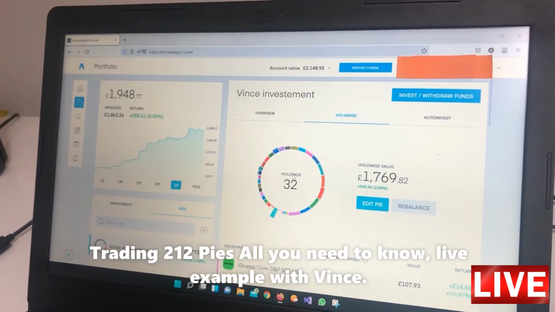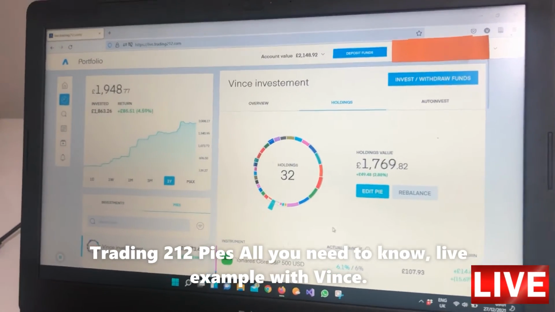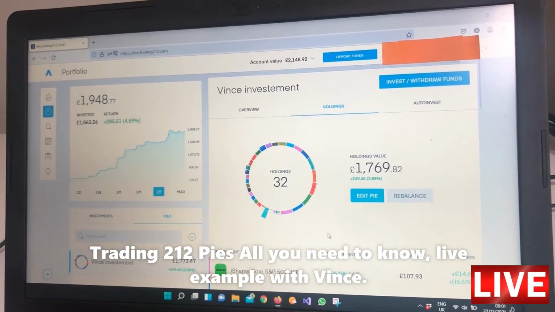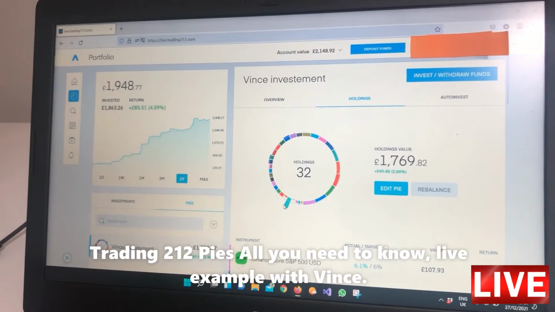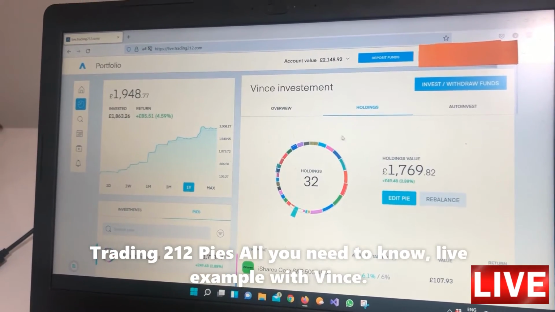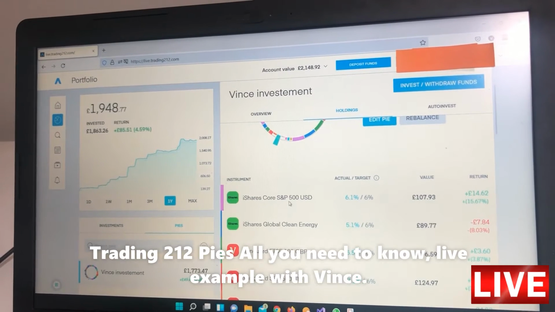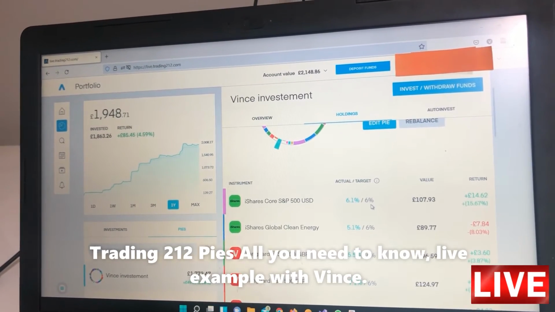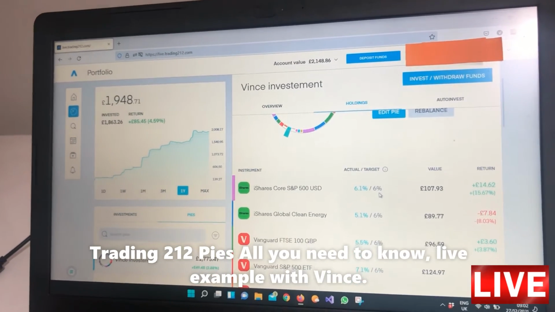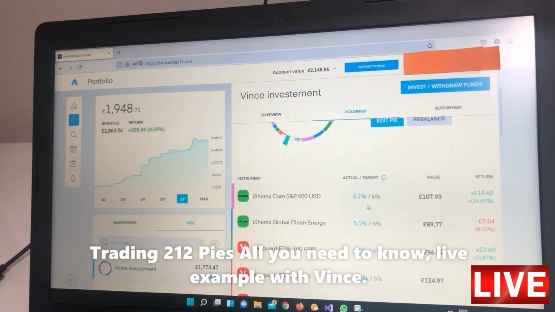Okay, so I have a Pi here, which is a selection of 32 different shares where I can invest in this in one go. I can take a minimum of £100 and that will be automatically allocated depending on how I weight it for my Pi. So you'll see that I've got iShares Core S&P with a 6% investment target. What that means is if I was to invest £100, £6 would get allocated to the iShares.